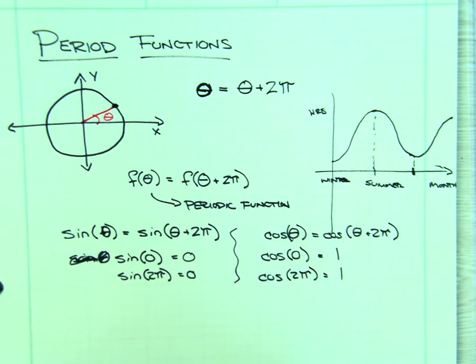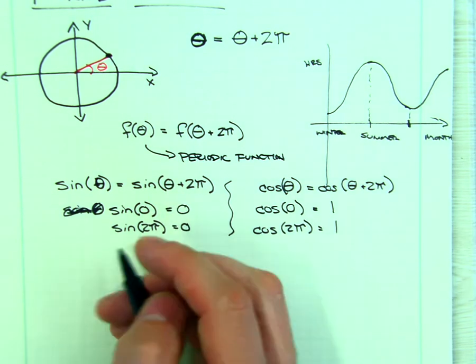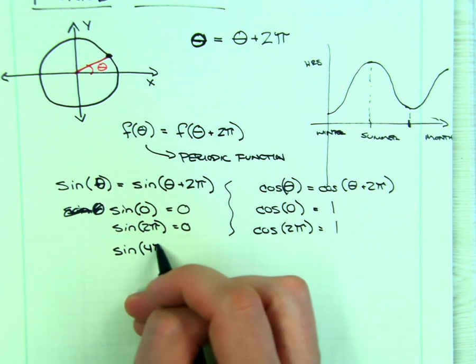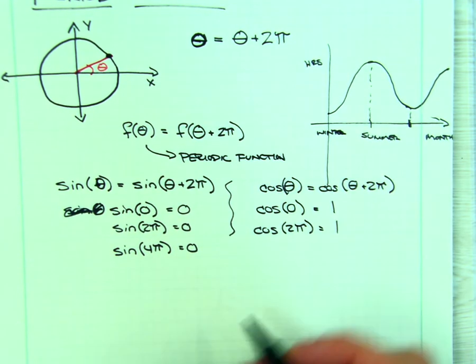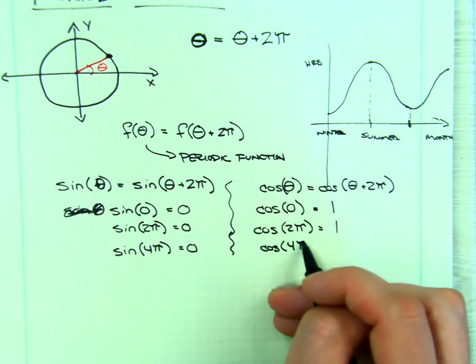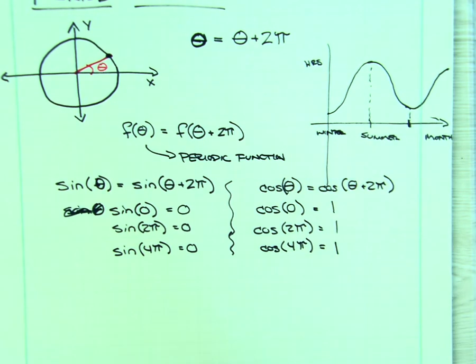Well, why stop there, right? It's a periodic function, so if I say theta is equal to 2 pi, I can add another 2 pi on top of it. So sine of 4 pi, I don't even need to look at it, I know it's going to be 0. Same thing with cosine. The cosine of 4 pi is going to be equal to what, class? I'm not hearing you guys. Oh, there you go. It's going to be equal to 1.